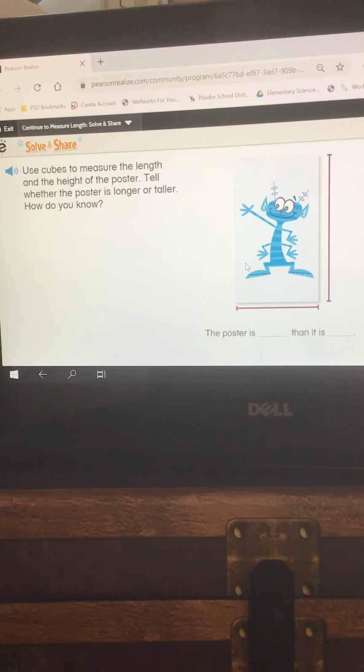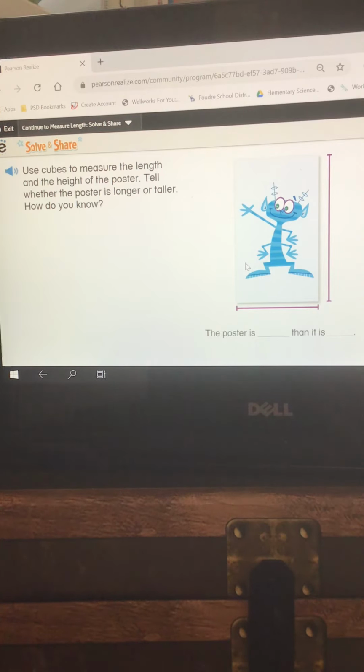We are continuing measuring. Again, if you have no cubes, no big deal. You can use pasta, you can use paper clips, you can use all of the same size Legos. You do what you need to do.